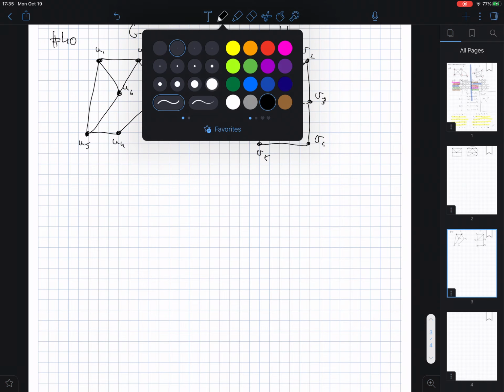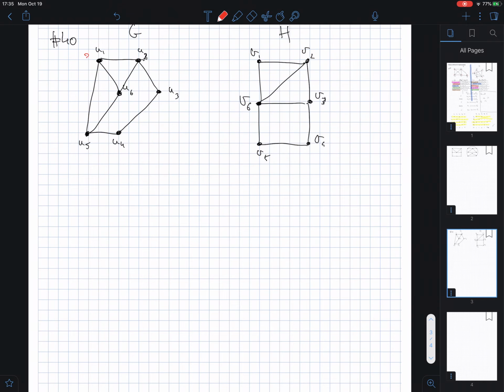Okay, so let's list the degrees. That's always something you can do right away. So this is 3, 1, 2, 3, 1, 2, 3, 2, 2, and 3. And this is 2, 1, 2, 3, 1, 2, 3, 2, 1, 2, 1, 2, 3, 4. Aha. So degrees do not match. And therefore it cannot be isomorphic. No isomorphism.